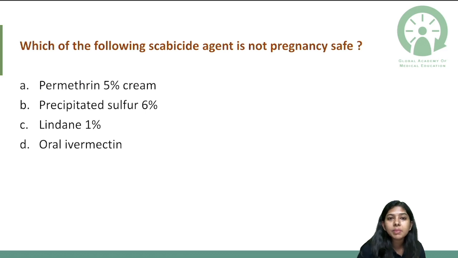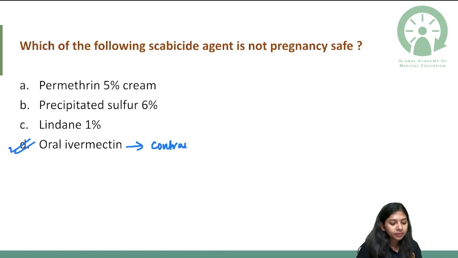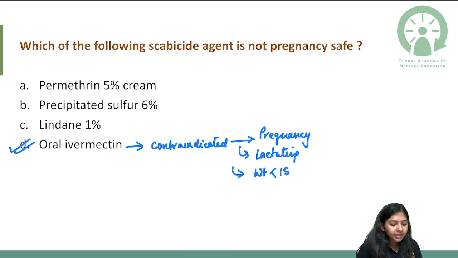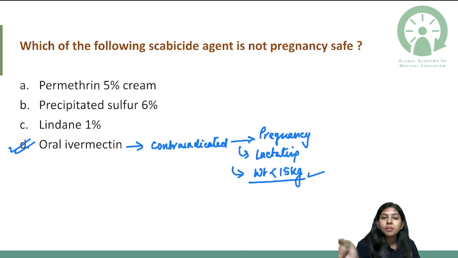Which of the following scabicide agents is not pregnancy safe? See, remember, oral ivermectin is contraindicated in pregnancy, lactation, and patients having weight less than 15 kg. Okay, so you cannot give it to pregnant and lactating females. So the scabicide that you will not give in pregnancy is oral ivermectin.